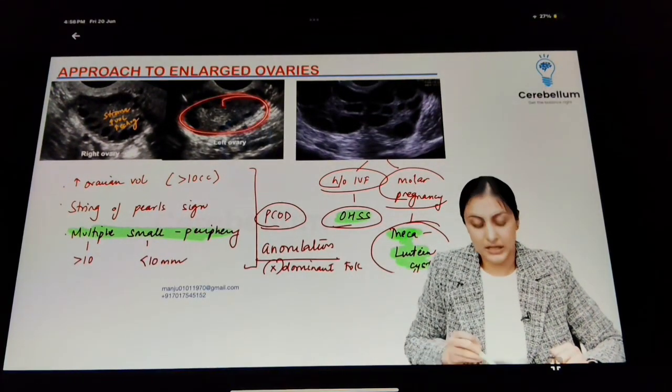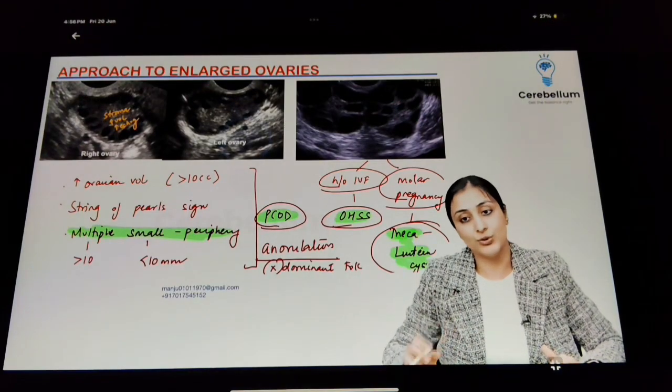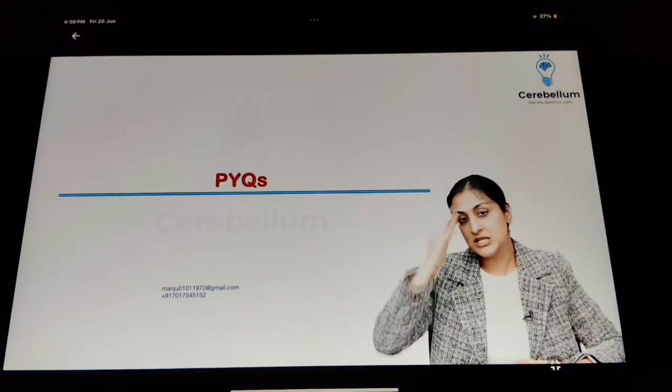So you want to remember 3 degrees of enlarged ovaries. When the follicles are small, it is PCOD. When the follicles are large, look at the history. History of IVF means OHSS. History of molar pregnancy means theca lutein cyst. Right? Let's look at the questions from this.